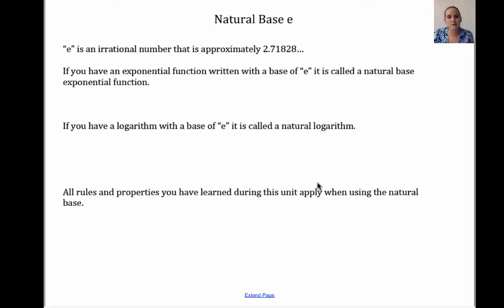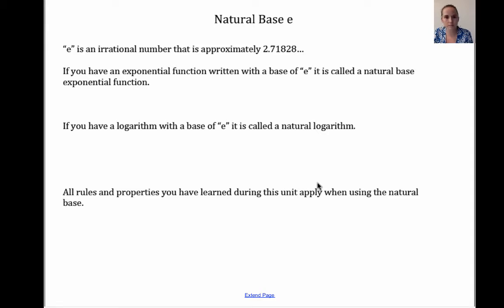Hi guys, today we're going to talk about the natural base e. Now e is a number like pi. E is an irrational number, which means it never repeats and it goes on forever and ever, just like pi does. And it's approximately 2.71828 and so on. So you just need to know that e has an actual value. It's not a variable, so you don't want to treat it as if it can change.